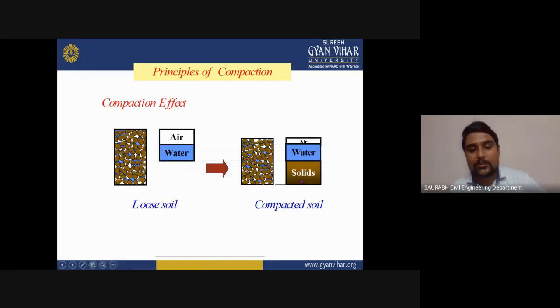Now, how it can be affected, as you can see, this is your three-phase diagram. And in loose soil, you can see here there is air and water, and the quantity of air is more in the loose soil. If you see the diagram of compacted soil, then you can see there is less amount of water available in the fully compacted soil.